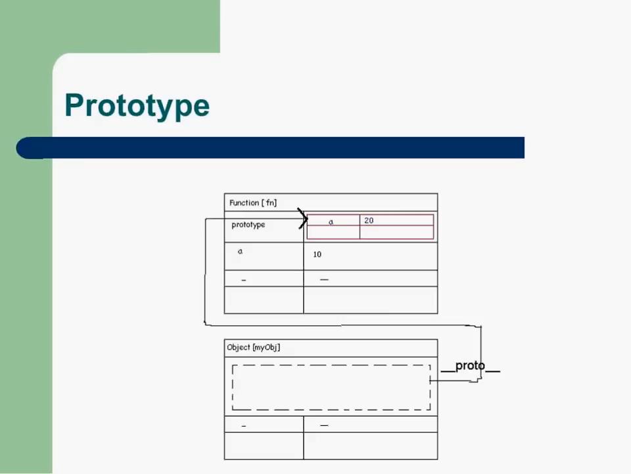Let's look at this picture clearly. What you define using this.a is inside this object's hash map, which is an instance of this function. And whatever you define using function.prototype is inside the function's prototype object, and from the object, all these properties are available.